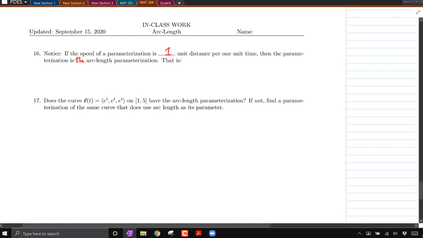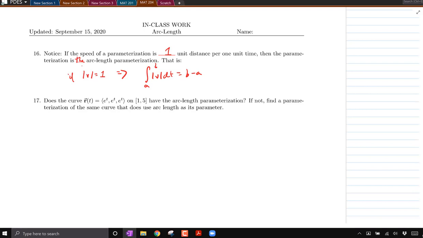If I say that another way, let's say it like this. If the magnitude of the velocity function of the curve is equal to 1, that simply implies that the integral from a to b of the magnitude of v, our speed, dt, is equal to just b minus a. And when you have that, we're going to say that you have the arc length parameterization.